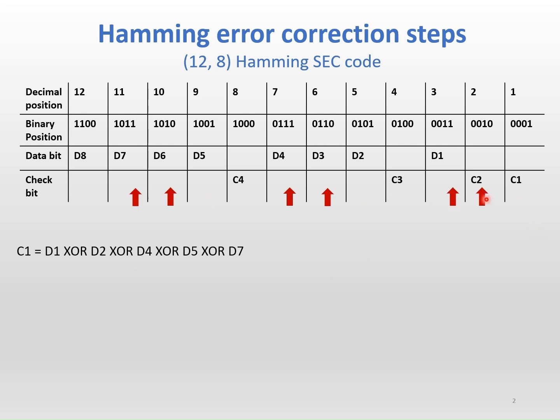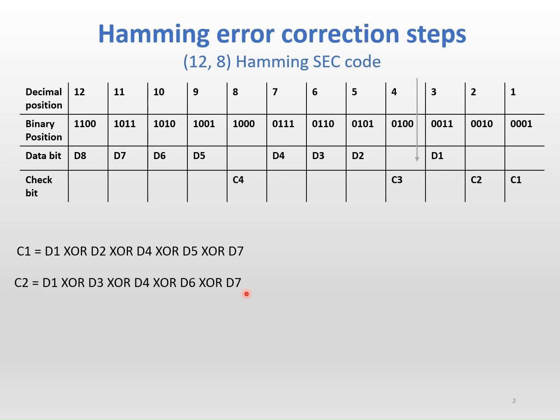This is check bit 2, which has a 1 in the second position, and it will be covering the data which has a 1 in a second position. So it is covering D1, then D3, then D4, D6, and D7. Okay, so it is written C2 equal to D1 XOR D3 XOR D4 XOR D6 XOR D7.